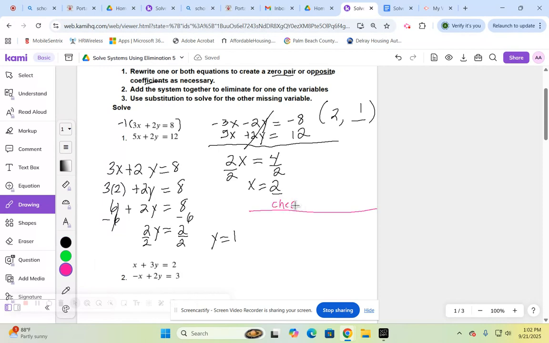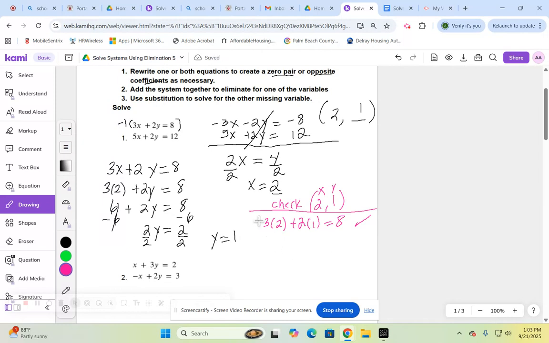Check. 2, 1. All right, in the top one, 3 times 2, because x is 2, this is x, this is y. Okay, plus 2y, which is 2 times 1, equals 8. Well, let's see if that checks. That's 6 plus 2. 6 plus 2 is 8, so it does work.